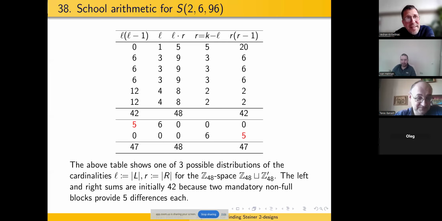But what I wanted to ask Ivan is: first of all, since these new designs, did you also check whether there are recursive constructions?